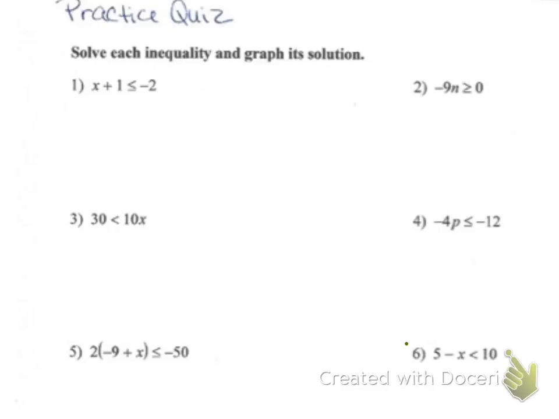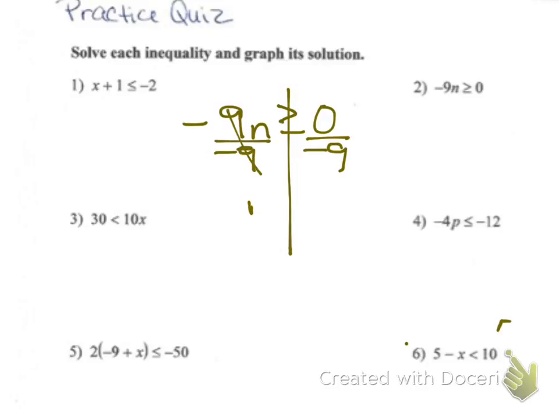Okay, so number 2. We have -9n is greater than or equal to 0. So we're going to solve the inequality first. I need to get n alone, so I'm going to divide both sides by -9. So in this case, n is just going to be greater than or equal to 0. So again, we solved the inequality, but we still have to graph it. That's the next important thing.